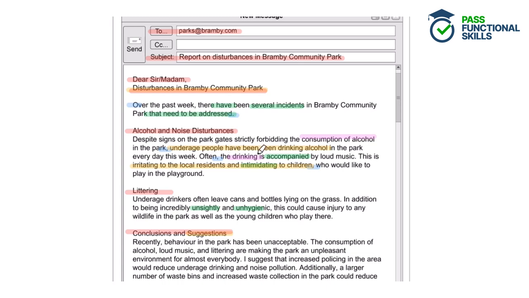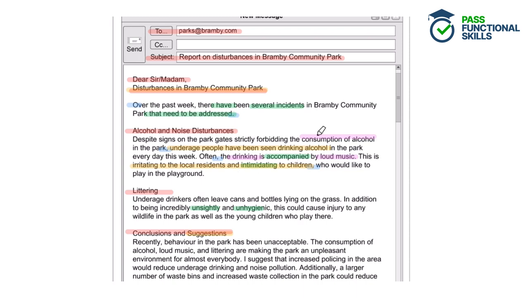And then we've said, often this drinking is accompanied by loud music. And then we've talked about the effect of this loud music in the next sentence. This is irritating to the local residents and intimidating to children. So try to link your sentences together and make sure that everything flows on from one another in a logical way. Paragraphs will also help you to do this.